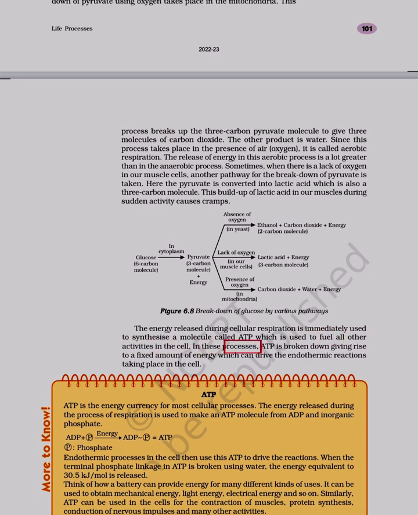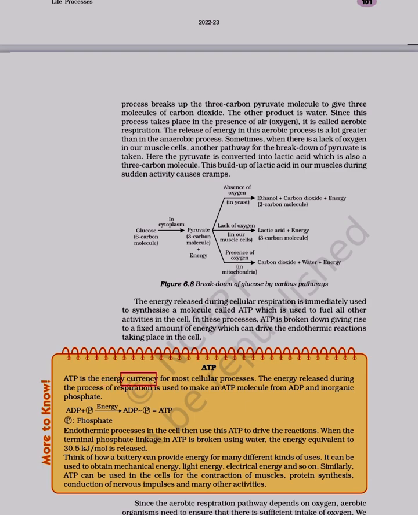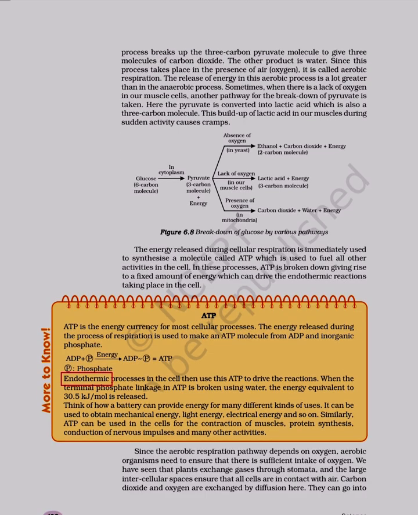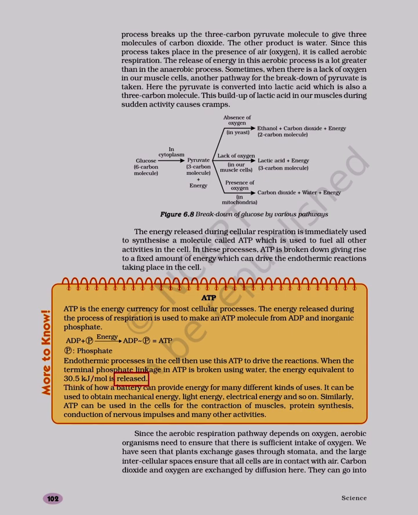In these processes, ATP is broken down, giving rise to a fixed amount of energy which can drive the endothermic reactions taking place in the cell. ATP is the energy currency for most cellular processes. The energy released during the process of respiration is used to make an ATP molecule from ADP and inorganic phosphate. Endothermic processes in the cell then use this ATP to drive the reactions. When the terminal phosphate linkage in ATP is broken using water, the energy equivalent to 30.5 kJ/mol is released.